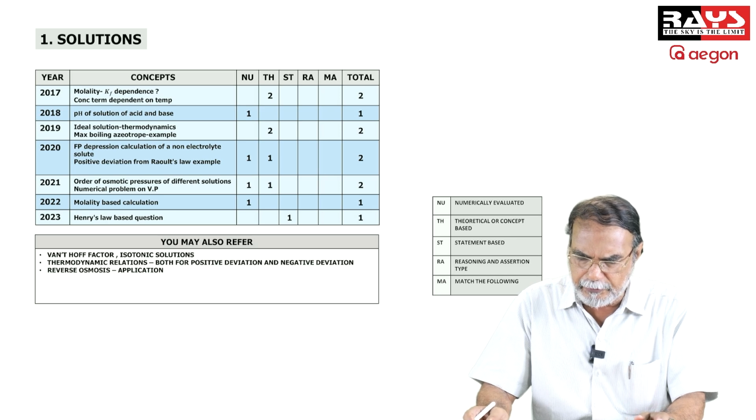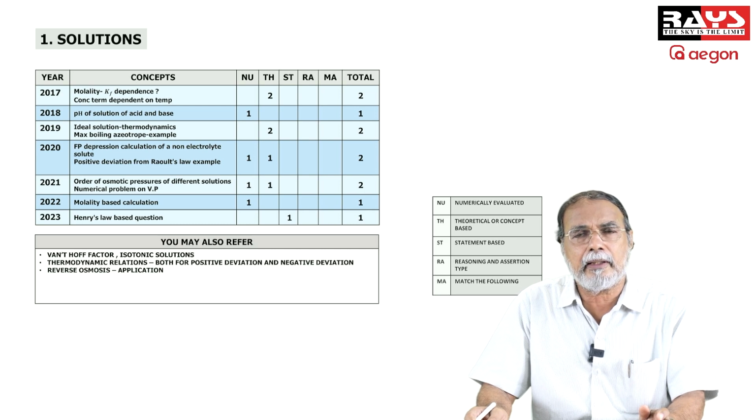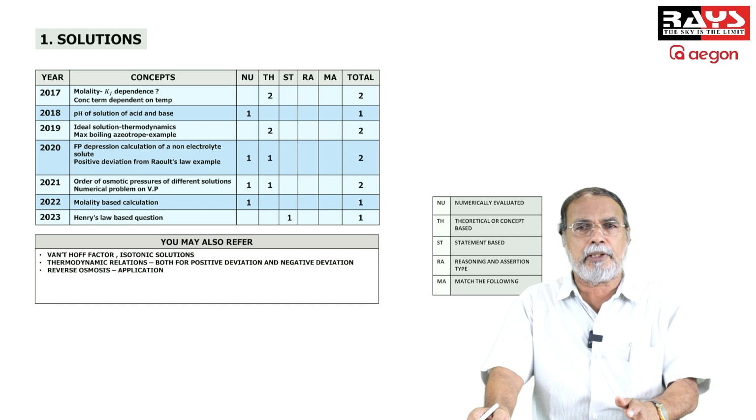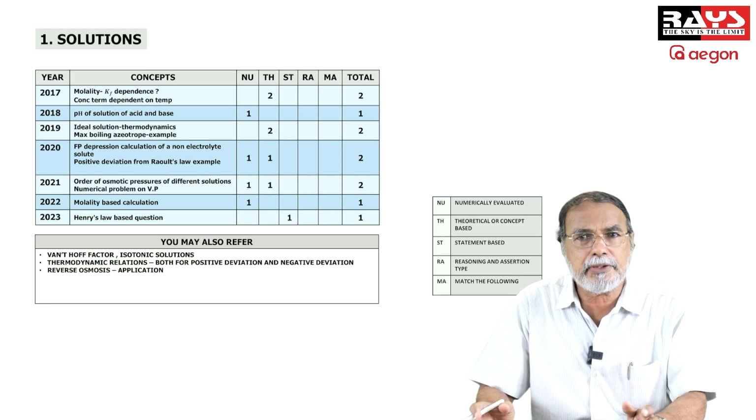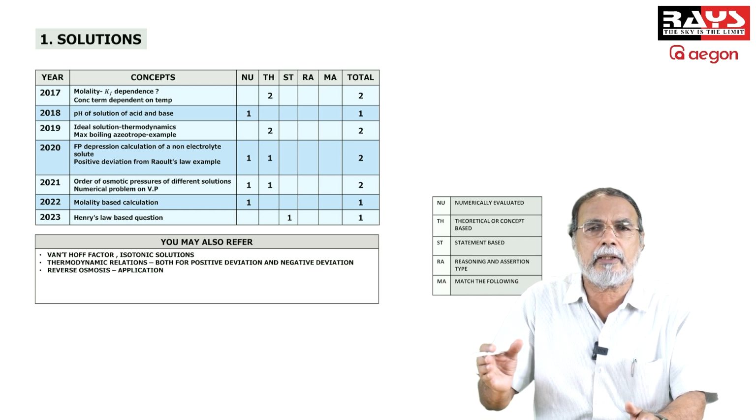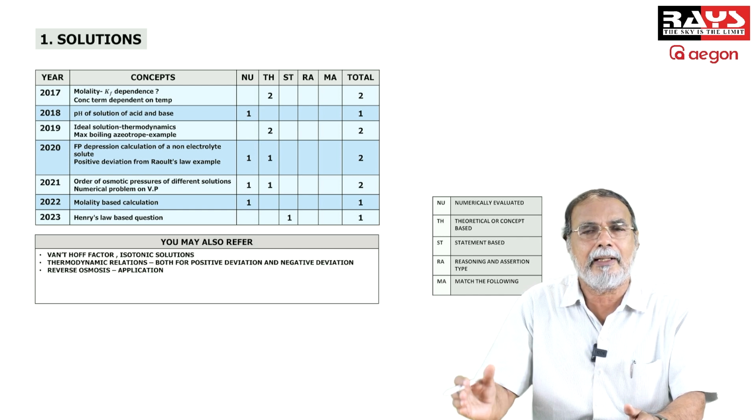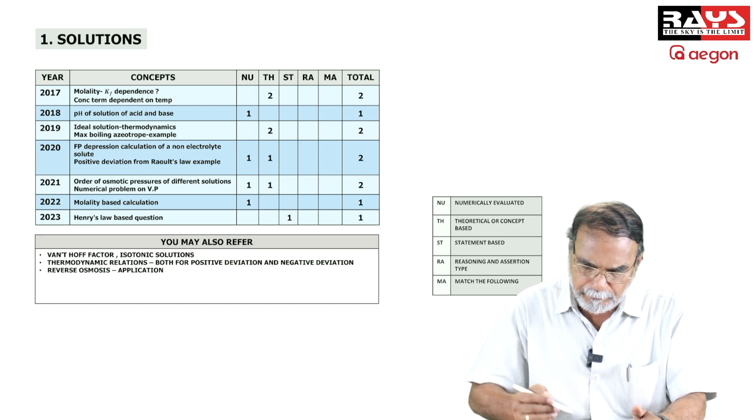And in this chapter, you also refer in detail the Van der Waals factor and what are isotonic solutions, solutions having the same osmotic pressure at the same temperature, isotonic solutions, and comparison of the given solutions, and actually select which are the isotonic, or you may get a question like this: which of the following represents an isotonic pair? Such type of questions may be asked.